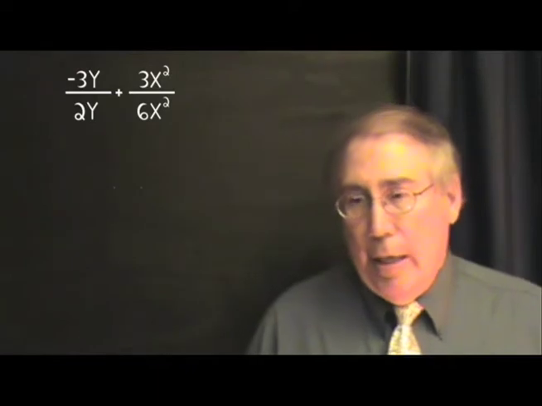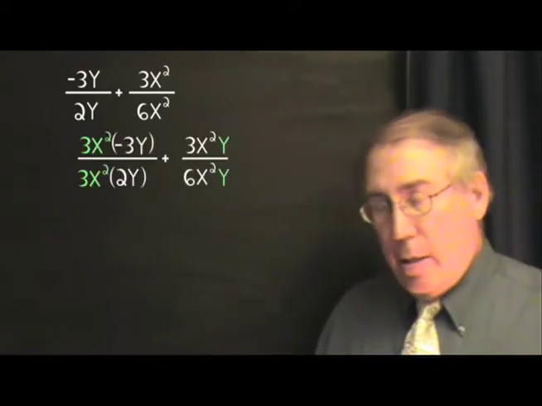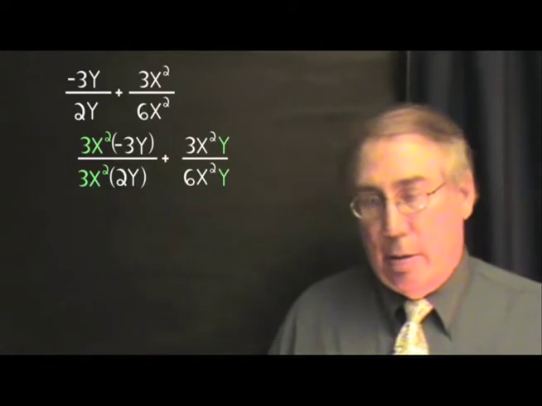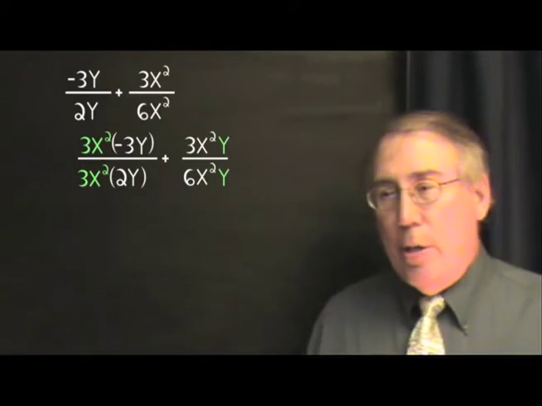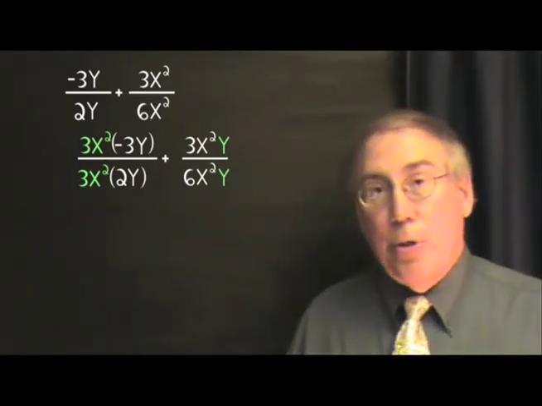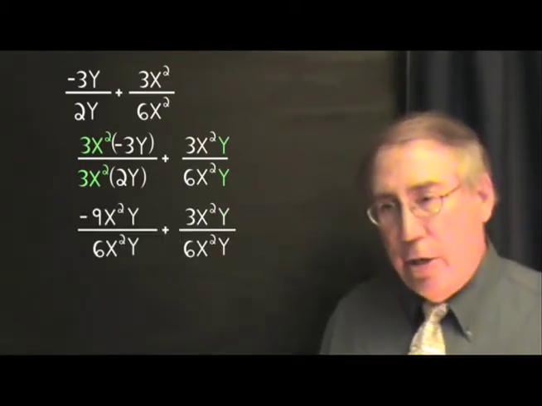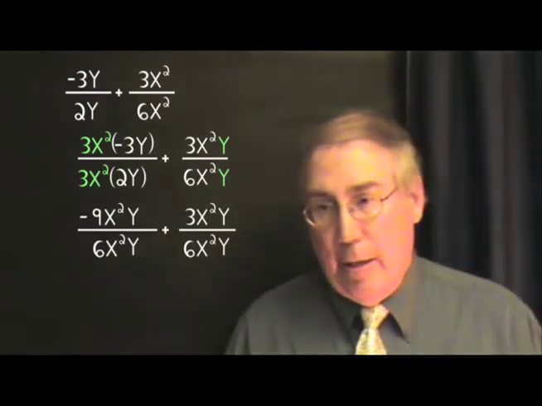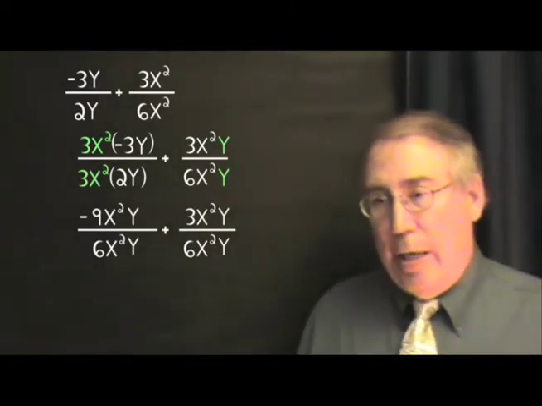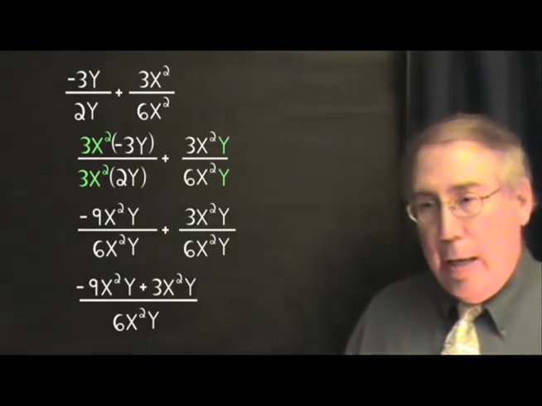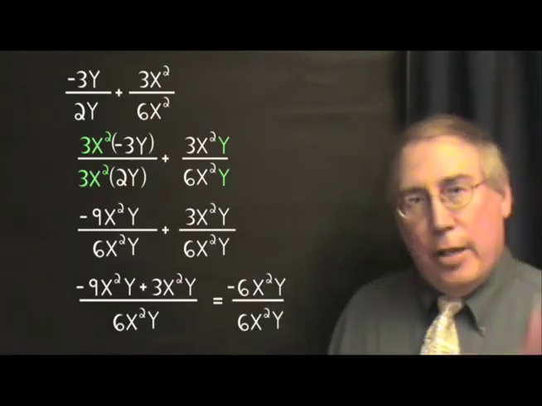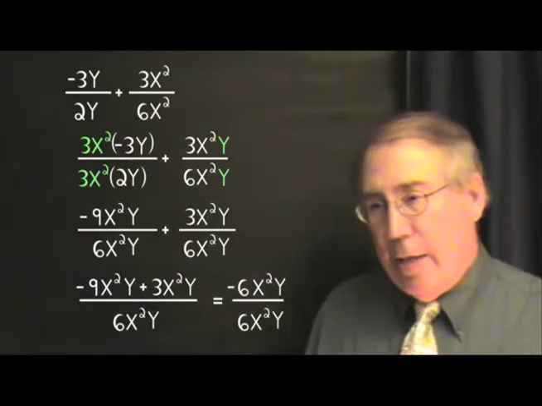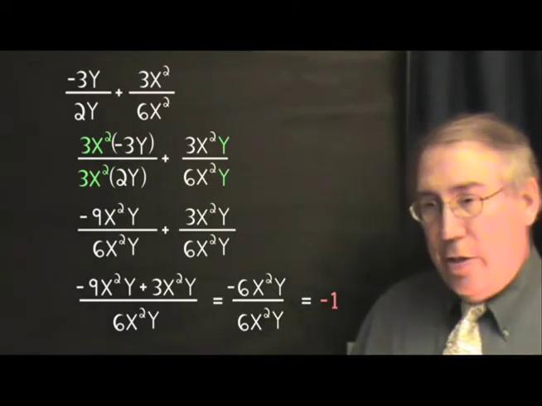In this problem, it looks like our lowest common denominator, or least common multiple, is 6x squared y. So in the first fraction, multiply 3x squared times the numerator and denominator, and in the second fraction, a y times the numerator and denominator. So in the end, we get negative 9x squared y plus 3x squared y over 6x squared y, and the numerators just add together, and this all works out to be a negative 1.